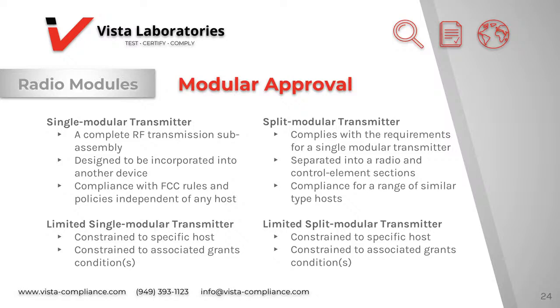Modular approvals are for tangible, clearly delineated devices that operate when installed within or attached to a host product in one of the following 4 physical configurations. The first one is single modular transmitter, a complete RF transmission subassembly designed to be incorporated into another device, compliance with FCC rules and policies independent of any host. Limited single modular transmitter, constrained to specific hosts, constrained to associated grant conditions.